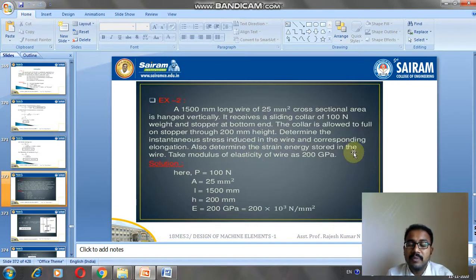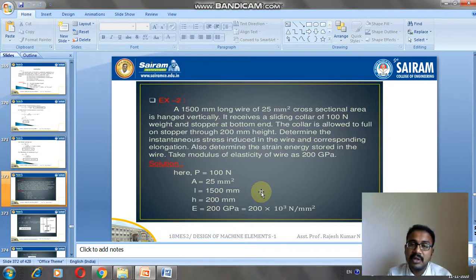Moving to the second problem, the same category, we'll see how to solve this problem. So the given question is a 1500 mm long wire of 25 mm square cross-sectional area is hanged vertically. It receives a sliding collar of 100 Newton weight and stopper at bottom end. The collar is allowed to fall on the stopper through 200 mm height. Determine the instantaneous stress induced in the wire and corresponding elongation. Also determine the strain energy stored in the wire. Take modulus of elasticity of wire as 200 gigapascal.